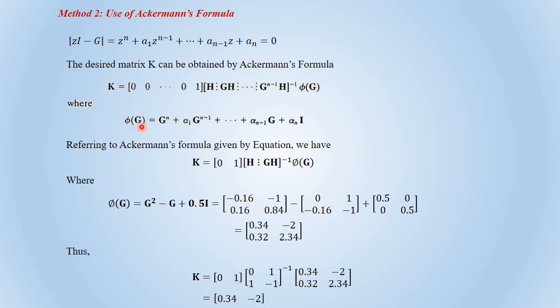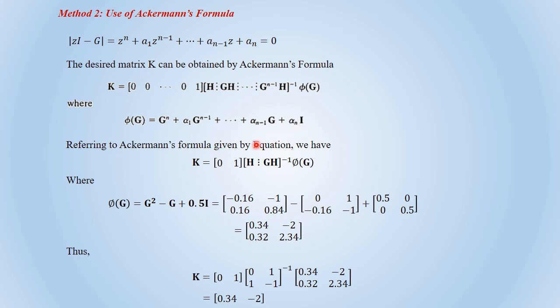Basically, it is according to the Cayley-Hamilton theorem that every state matrix satisfies its own characteristic equation. That is, phi of G is G to the power n plus alpha 1 G to the power n minus 1, plus up to alpha n minus 1 G, plus alpha n I.